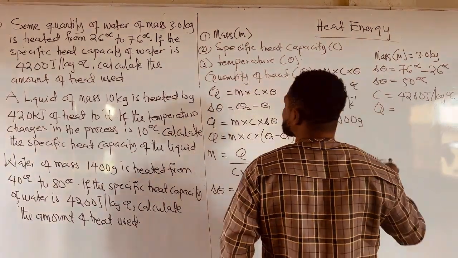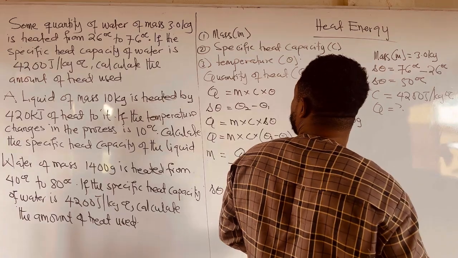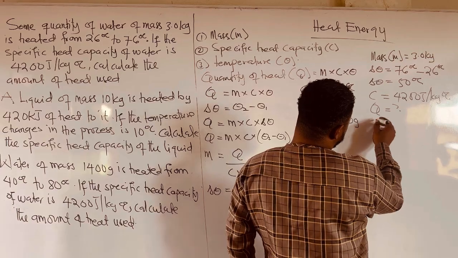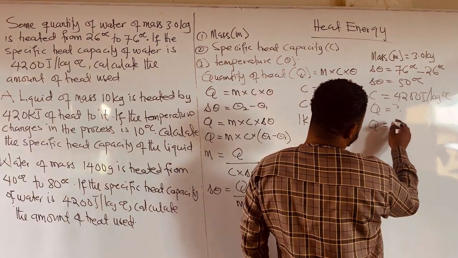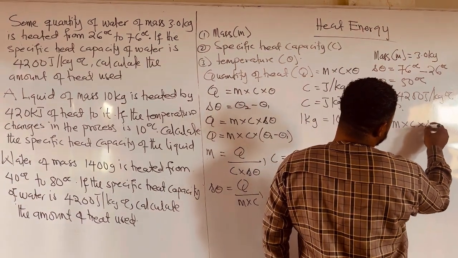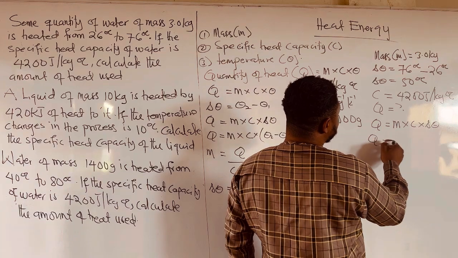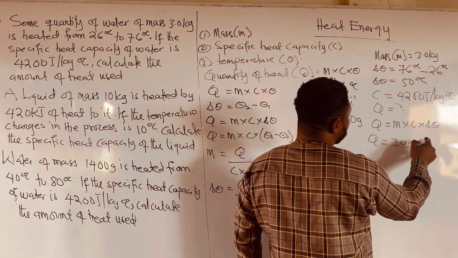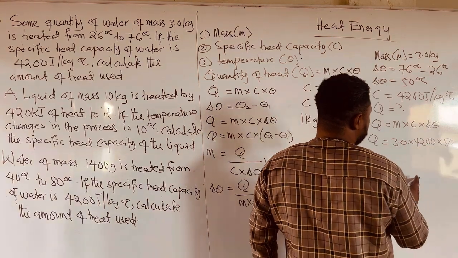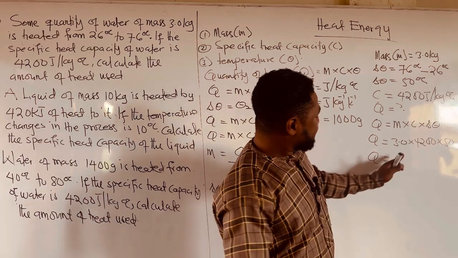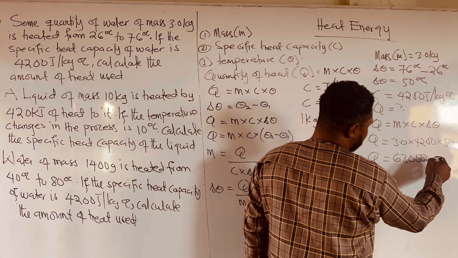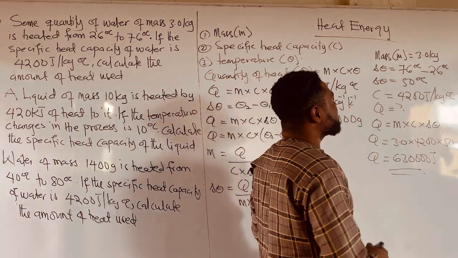And we have been asked to calculate the amount of heat used, which is the same as quantity of heat. So from the formulas that we studied, quantity of heat will be equal to mass times specific capacity of water times change in what? Temperature. So we just fix our values straight into the formula, and we are going to produce an answer. And when we multiply this on the board, we are going to have 63000 joules. So this is how we can solve this question.